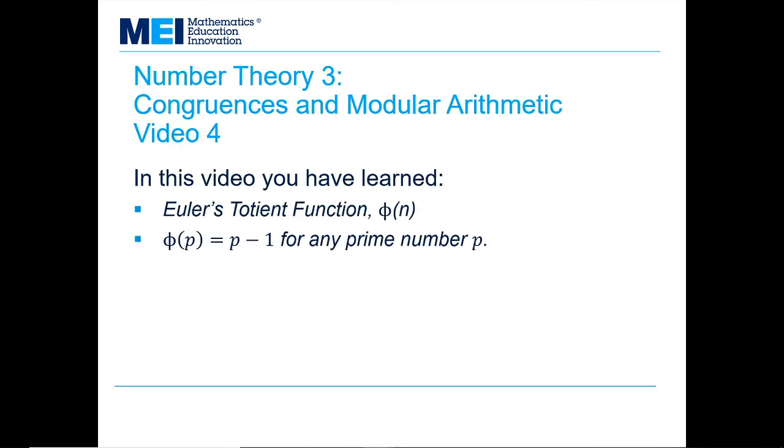So in this video, you've learned about Euler's totient function, which is written phi of n, and you've learned that phi of p is equal to p minus 1 if p is prime.